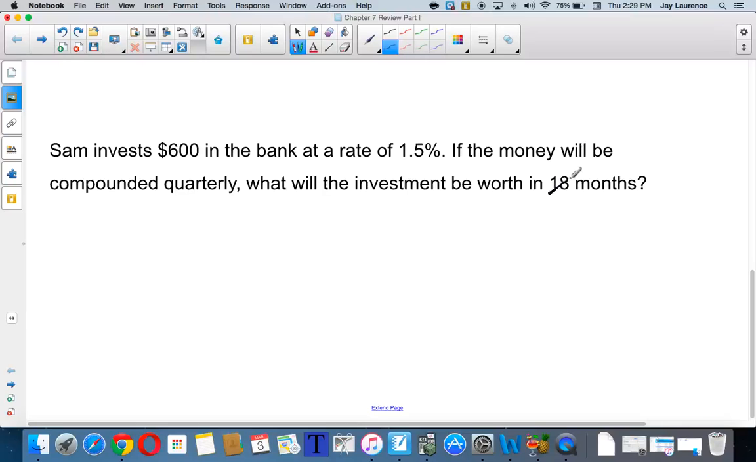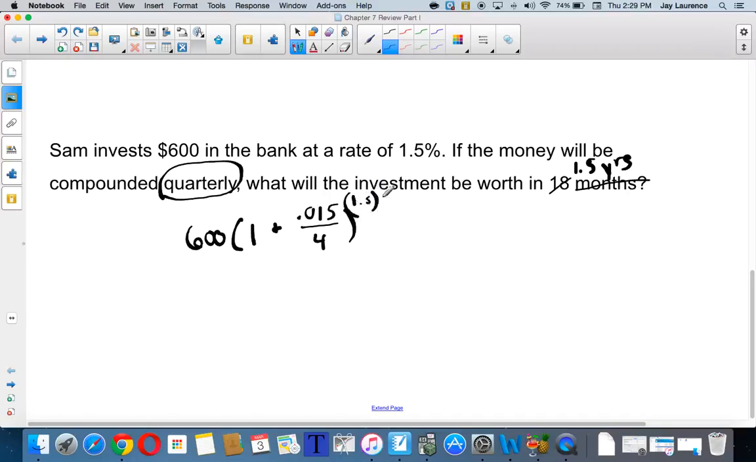One thing I might do right away is I might put that as 1.5 because I want the time in years, not in months. Okay, and I'm going to do 600 times the quantity of 1 plus, convert that fraction to a decimal, but I'm going to put it over 4. Why 4? Because quarterly means 4. I'm compounding it 4 times a year. Now, I'm going to raise that to the T time in years, 1.5, times the compounding, which is 4.